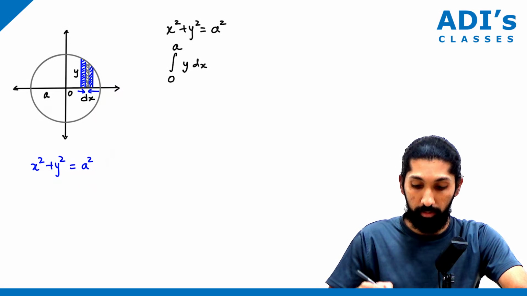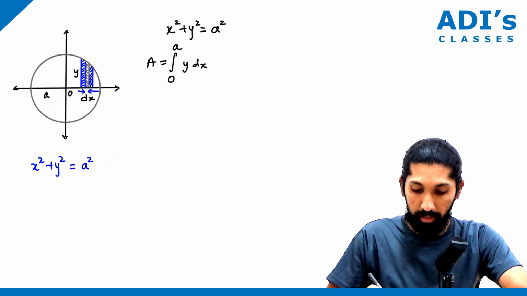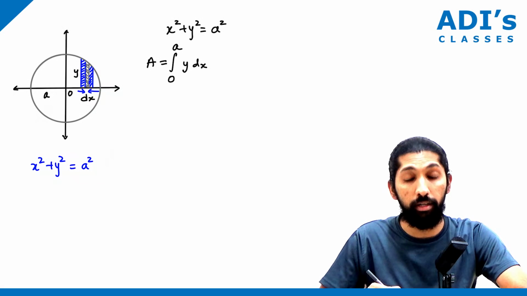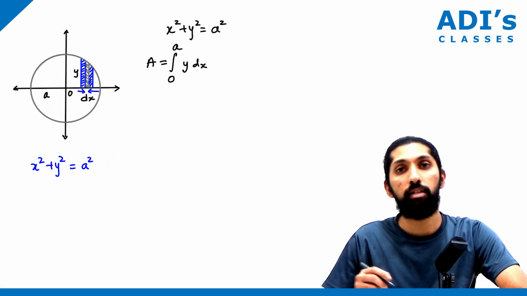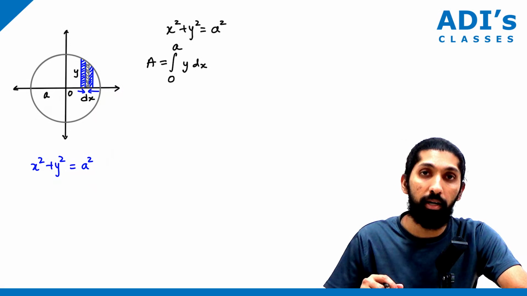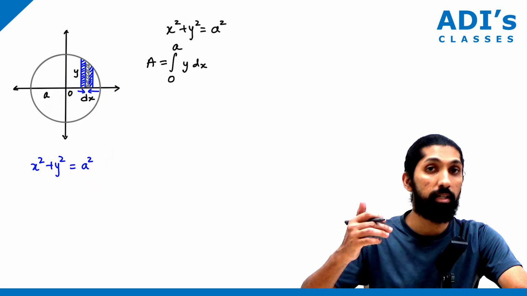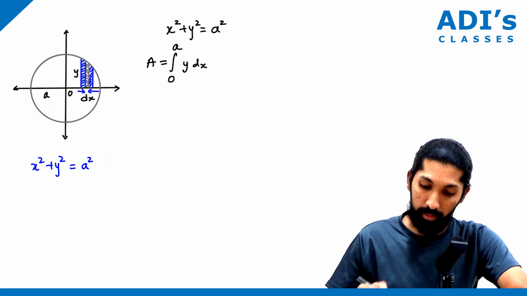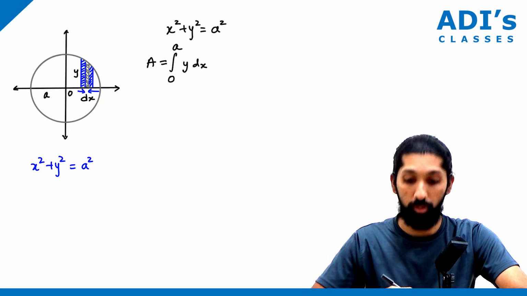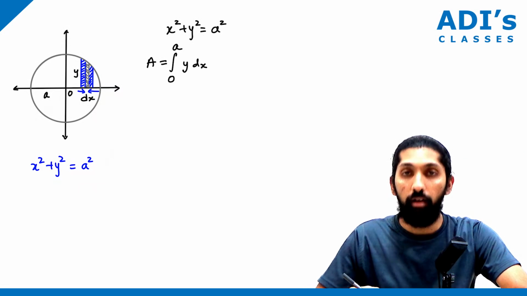Now this basically gives us the area of the quadrant. Only the quadrant, guys, not the entire circle. So for the circle, what do you do? You multiply it by 4, right? We'll do that at the end. The last part will multiply by 4. So in this case, capital A is equal to the integral of y dx from 0 to A.